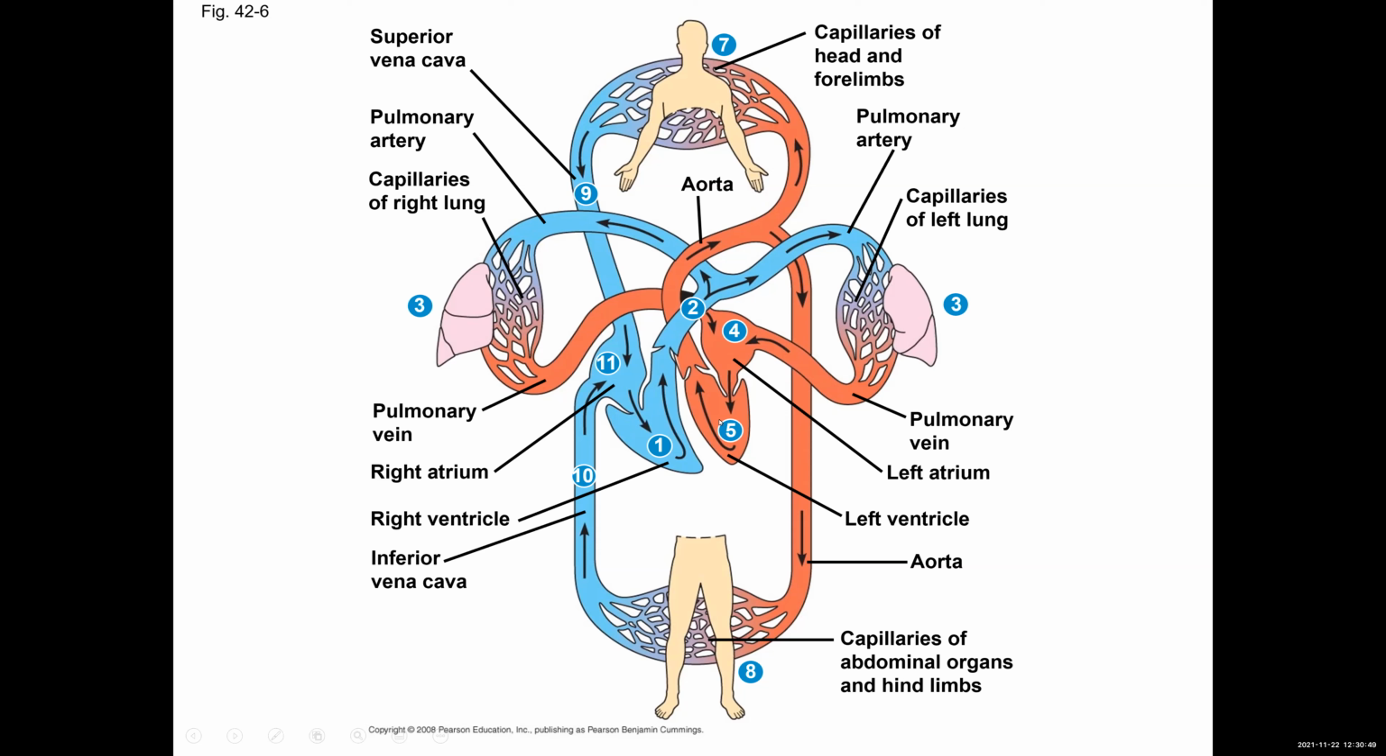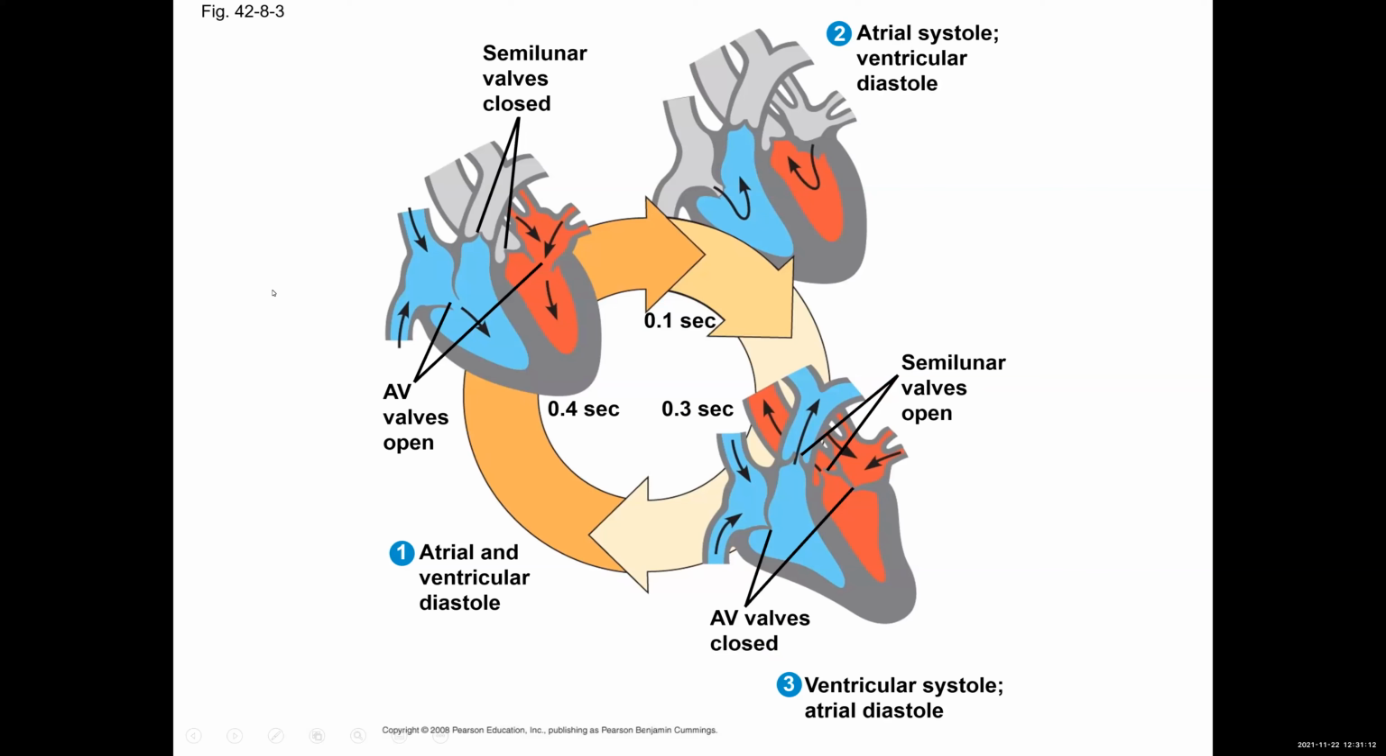All right, so we basically have this atrium so that the ventricle can give a good forceful push. We have this valve here to prevent it from going backwards. We'll look a little more detail at that in the next slide.